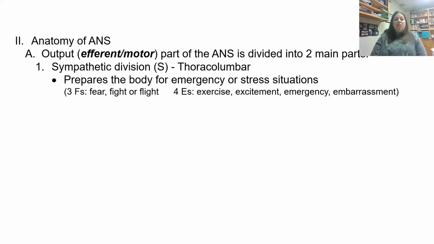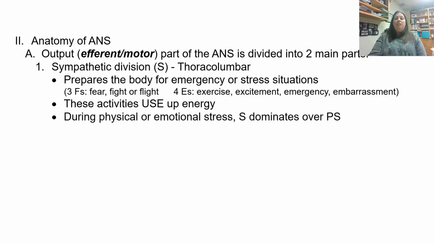It's going to deal with the 3 F's, which are fear, fight, or flight, and the 4 E's, which are exercise, excitement, emergency, and embarrassment. These activities are going to cause you to use up energy. This could be during physical or emotional stress.